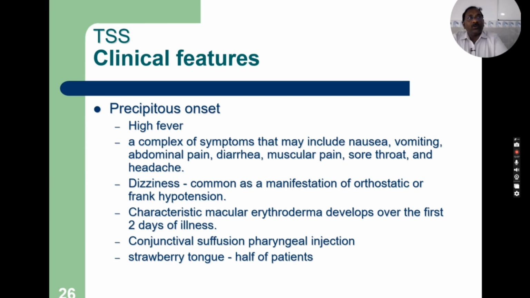Onset is very acute, presenting with high fever, nausea, vomiting, abdominal pain, diarrhea, myalgias, sore throat and headache, dizziness as a feature of hypotension, orthostatic or frank hypotension. Macular erythroderma develops over the first 2 days of the illness, rash, you can see that, conjunctival suffusion, pharyngitis, and a strawberry tongue in most of the patients. So these are all the features of toxic shock syndrome.